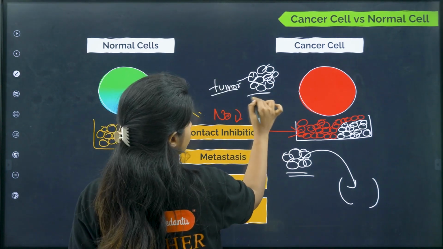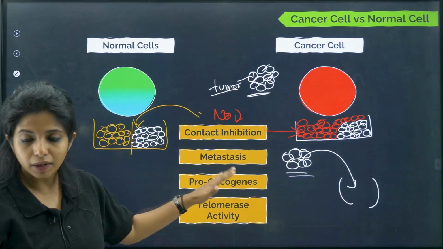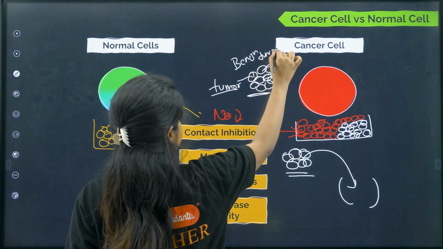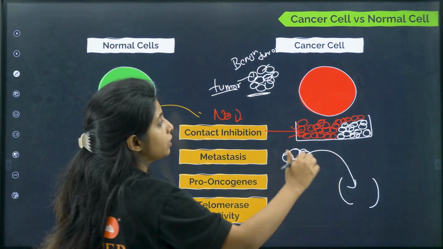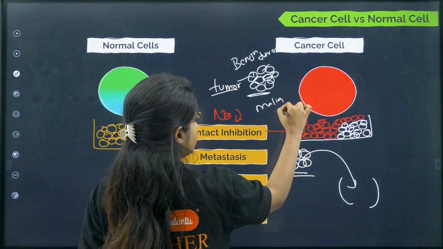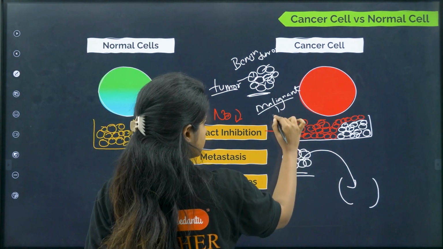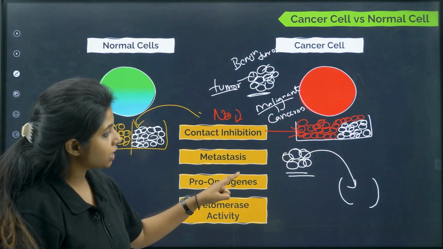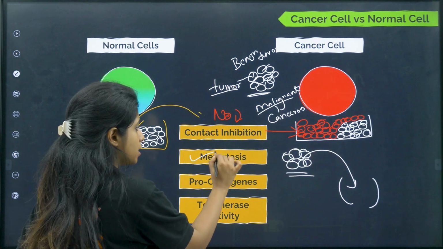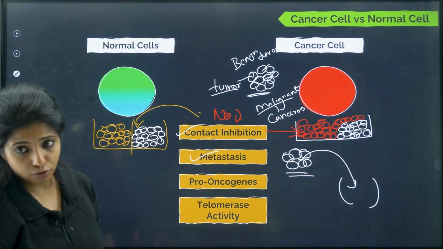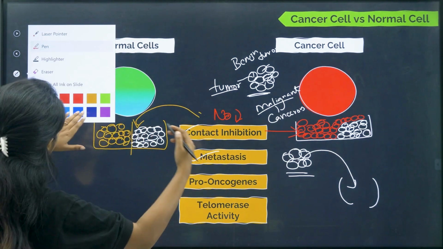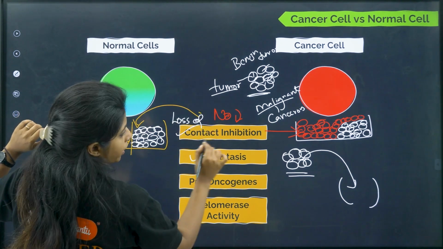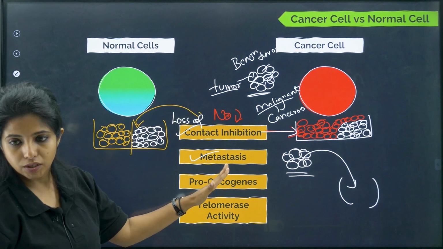Now if the cells of the tumor are not moving anywhere, they are not showing metastasis, I call this a benign tumor. And if the cells of the tumor are moving to different places, I call this the malignant form of tumor, and this is cancerous. They are moving around everywhere. So metastasis is a property that is shown by cancer cells. Loss of contact inhibition is also shown by them. Please don't write contact inhibition is shown by them, please write loss of contact inhibition. Loss of contact inhibition is shown by them, and metastasis is also shown by them.